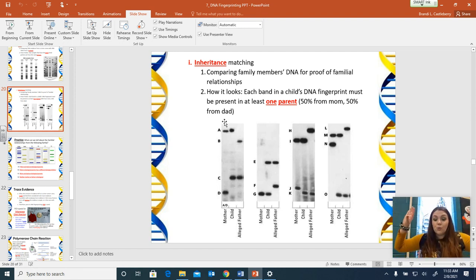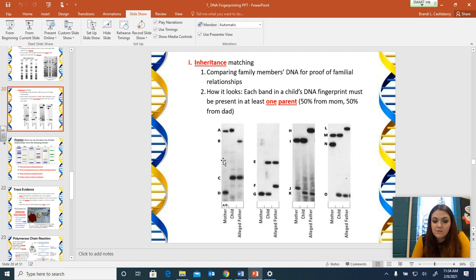We compare it to missing persons that we think we know their parents. Okay, it's like this is a missing person that looks to be the same height, weight, sex of male or female. So we think this might be our missing person. So we go to that missing person's parents. We take their DNA, compare it to our missing person's DNA, see if they match. So comparing a family member's DNA for proof of familial relationships could be for multiple reasons, but that would be one of them.